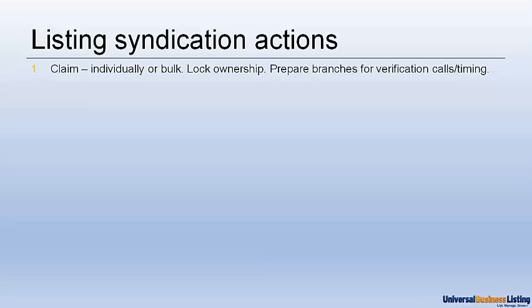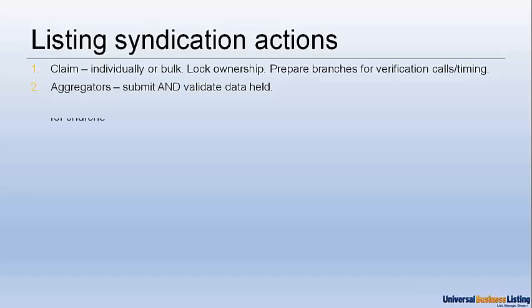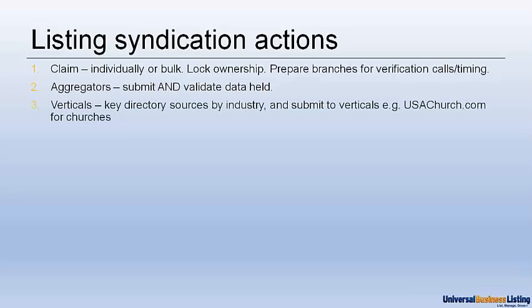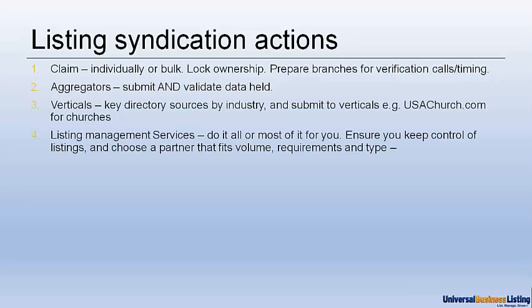So again, the core local listing syndication actions is to claim individually or bulk, lock your ownership, and prepare your branches for verification calls that they're going to get. The preparation of the regional locations is a vital aspect there. Aggregators submit and validate the data that's held. Look at the vertical directories.